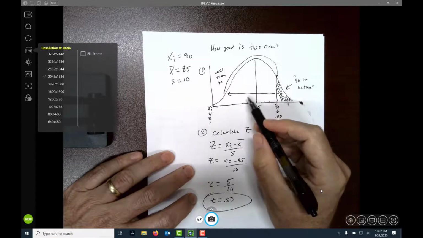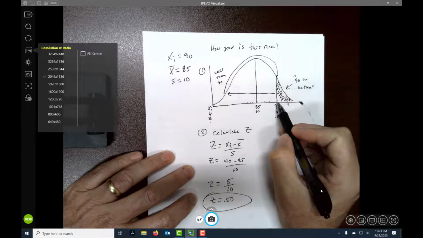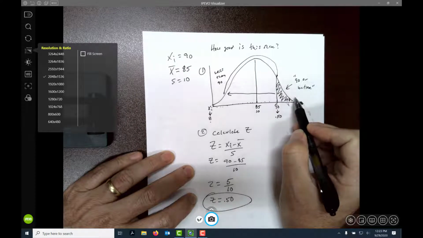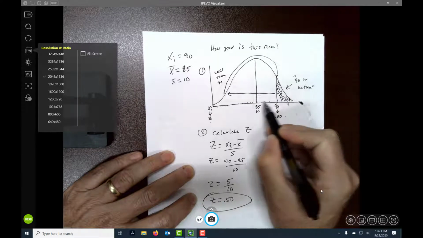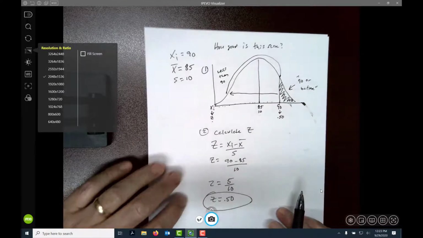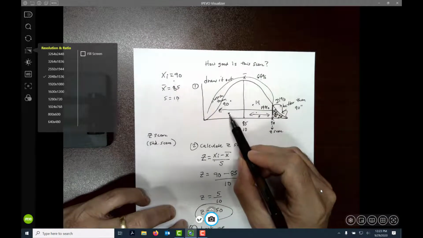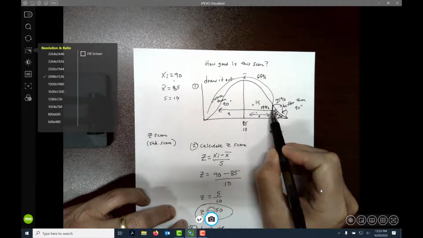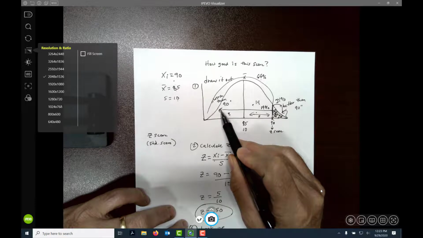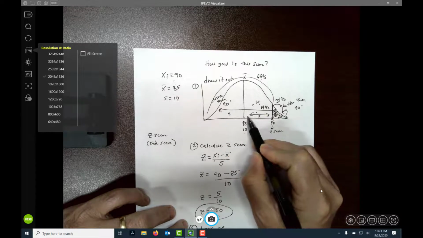So in this proportion here, it's going to be less than 90. From this z-score on up is 90 or better, and from 90 all the way down to the lowest score is going to be less than 90. So we have area number 2 that represents less than 90. We also have area 3 from the z-score to the mean, and we call that mean to z.